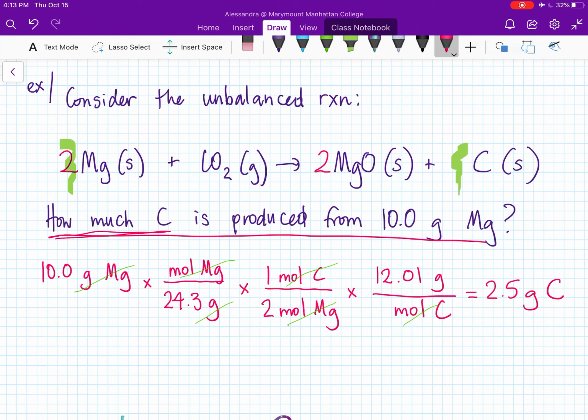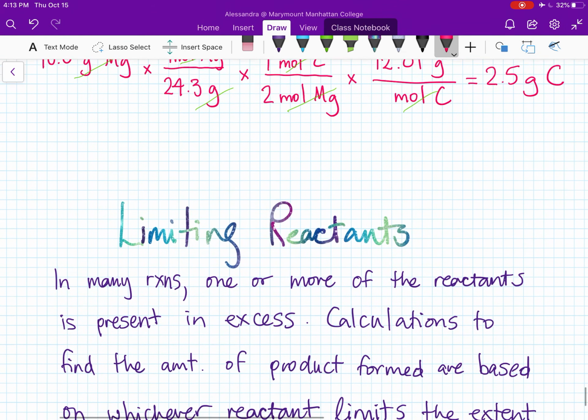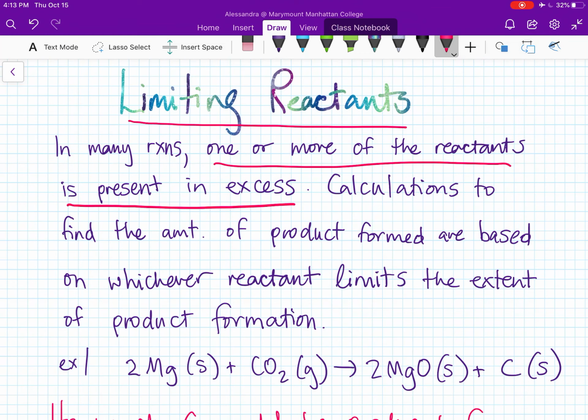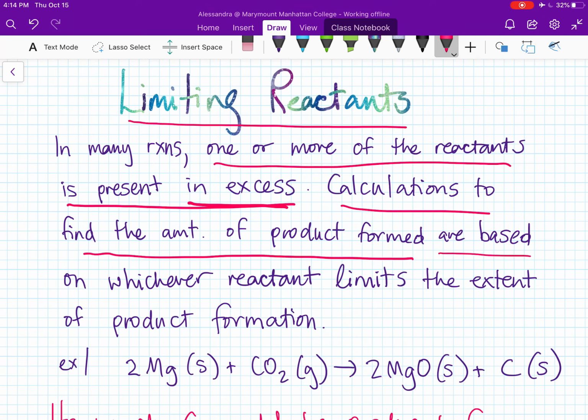But now let's consider a situation where I am considering the amount of both reactants that I'm putting in. If I know how much of each reactant I'm putting in, I have to consider the possibility that one of them is what I would call limiting. So, limiting reactants. In almost all reactions, one or more of the reactants is present in excess, meaning there is too much of it relative to the other reactants. So, if you want to figure out how much product you're forming, you have to base your calculation on whatever reactant limits the extent of product formation. You have to do calculations for everything and find the reactant that produces the least amount of product. That's going to be the maximum amount of product that you can possibly produce.